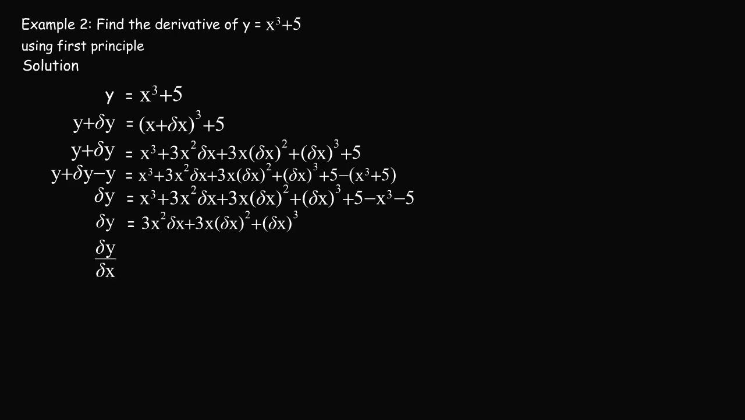Doing so, delta y over delta s will equal 3s squared delta s divided by delta s plus 3s delta s squared divided by delta s plus delta s cube divided by delta s.